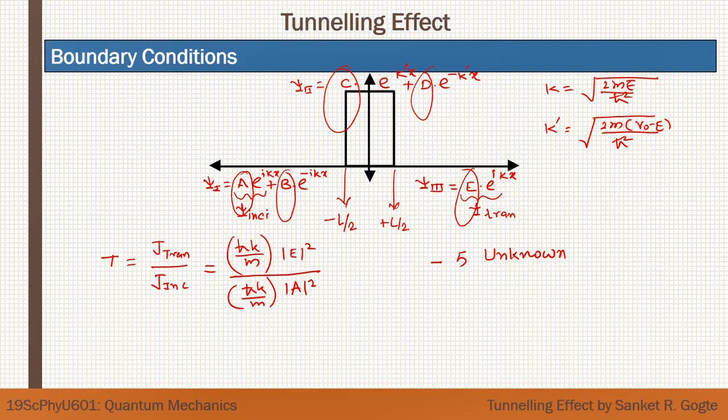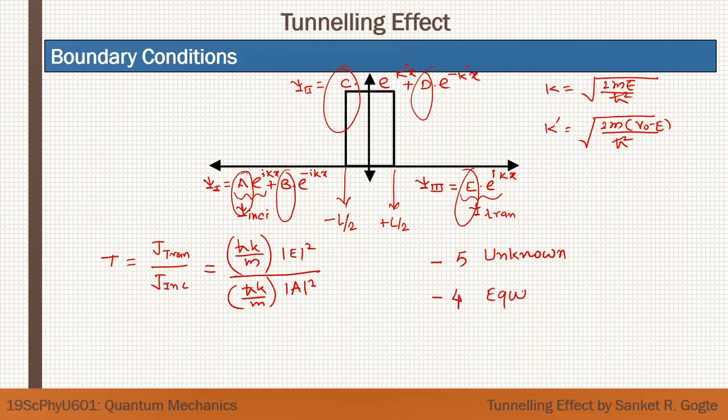And we can now use the boundary conditions. Two boundary conditions for each of the boundaries. The first boundary condition is going to be matching the wave at the boundaries, and the second boundary condition is going to be matching the first derivatives of the wave function at the boundary. And therefore for two boundaries we will get a total of four simultaneous equations.